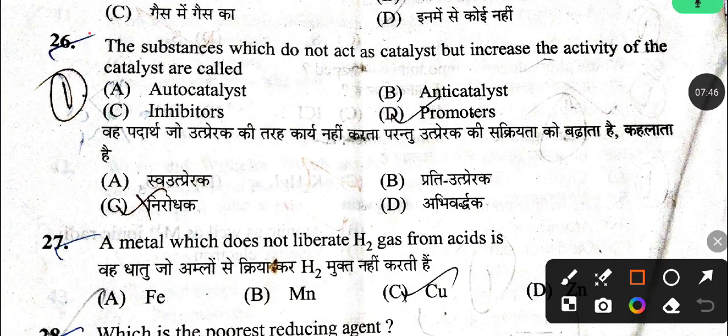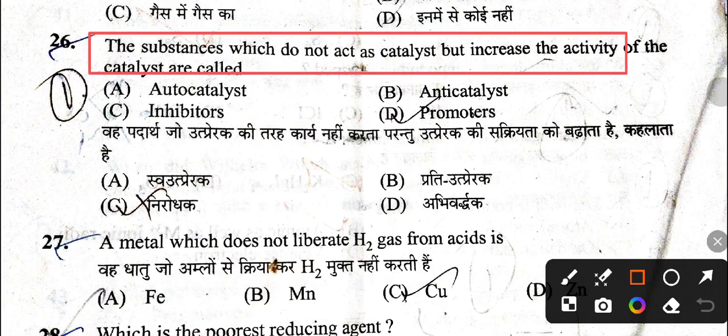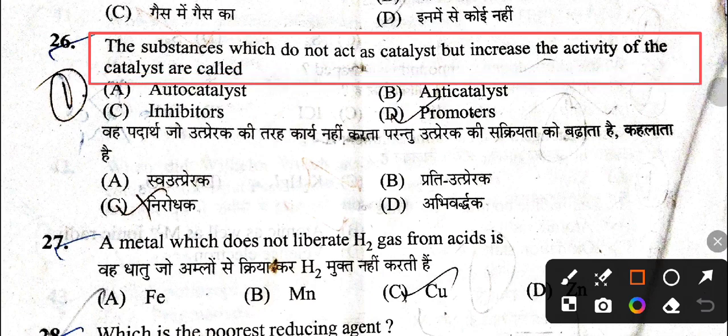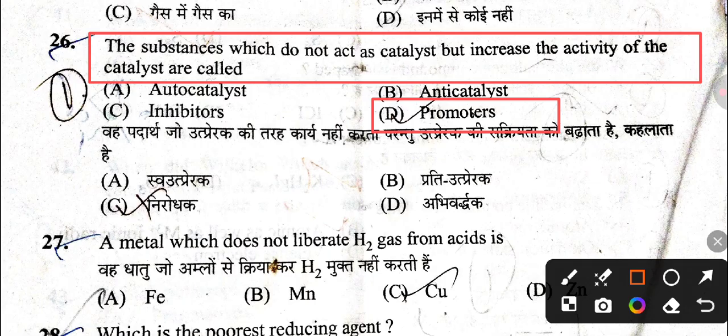The substances which do not act as a catalyst but increase the activity of the catalyst are called promoters. They do not act as catalyst by themselves, but they increase the activity of the catalyst. So they are known as promoter.